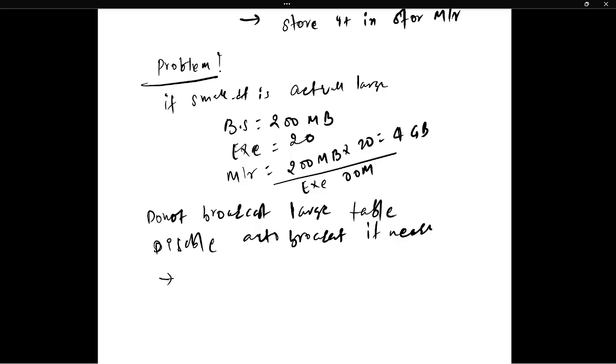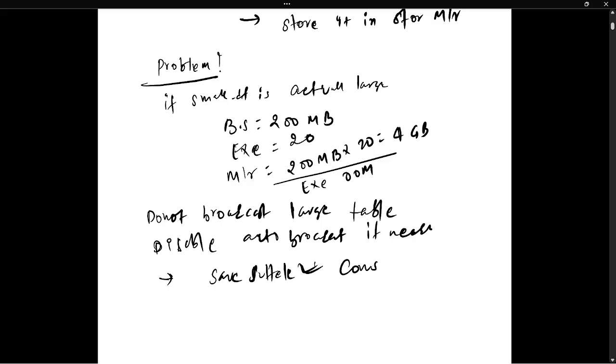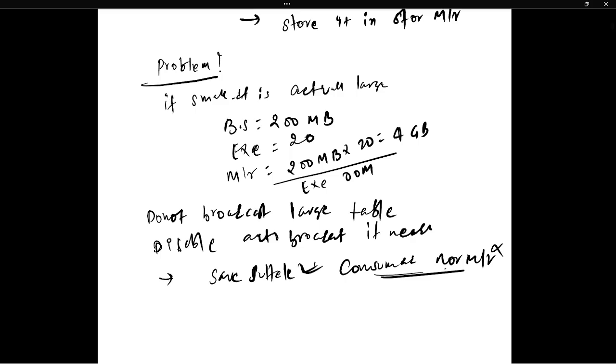So the one benefit we have is that broadcast saves the shuffle operation. It saves the shuffle operation, but it consumes more memory. Okay, that is the issue it has. So we understand that a larger broadcast causes an executor memory issue. If we are using a larger broadcast, that is also one of the reasons for out of memory.